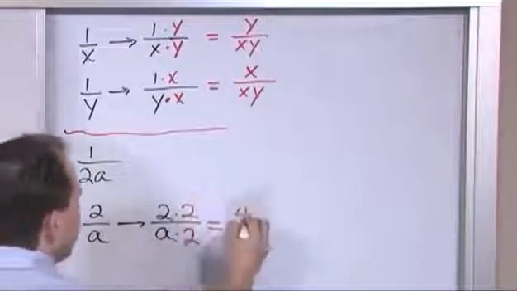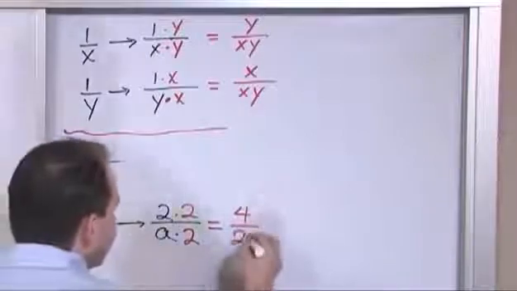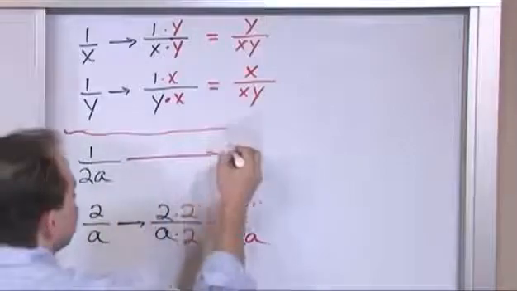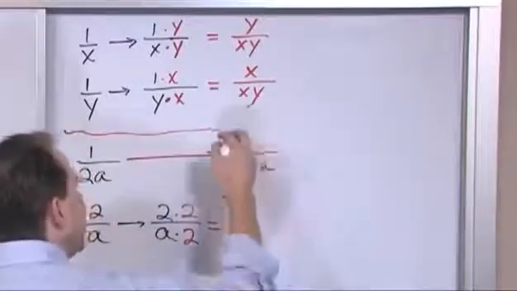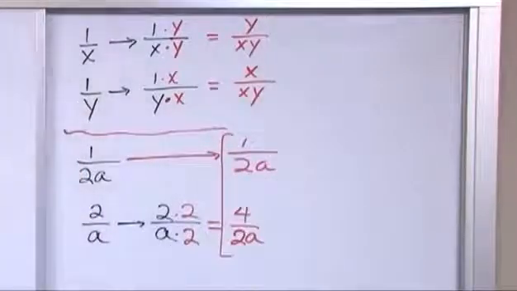2 times 2 is 4. A times 2 is just a times 2. You can rewrite that as 2a. 2 times a multiplied by a. And this fraction I can leave alone as 1 over 2a. Now these two fractions, they have the same denominator. The denominator is 2 times a, whatever a is. I have no idea what a is, but I know that it's in the denominator and it matches, so they're common. So 1 over 2a and 4 over 2a.